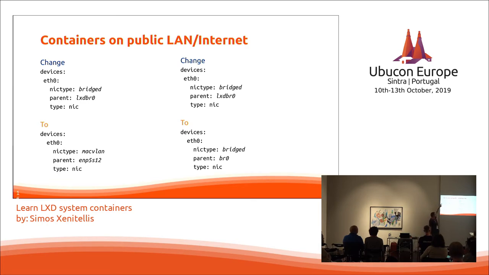By default, if you remember, this is the default stuff in the profile, and if you change it into this, you put here Mac VLAN, and then you change the parent from that. This is the Ethernet device of the host. You do this change, and then you can start the container. And the container will be exposed. It will get an IP address from your home router.